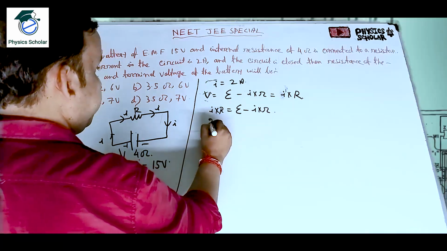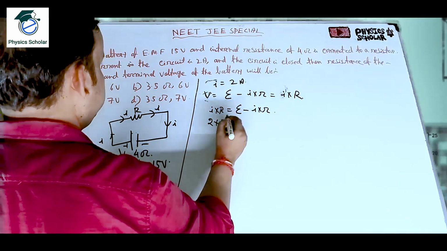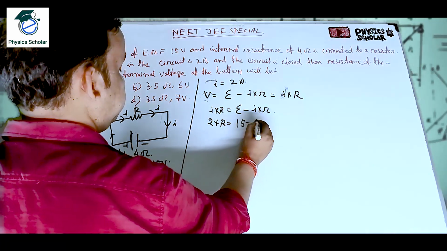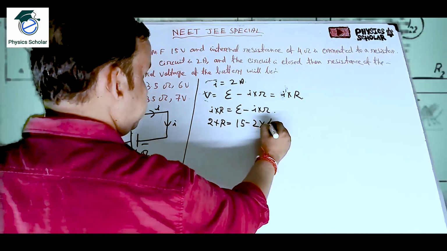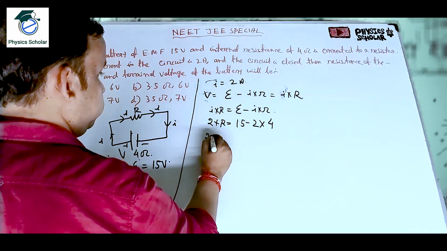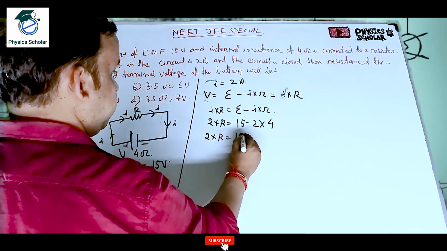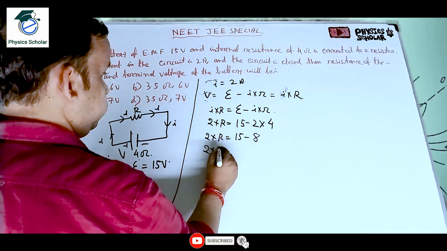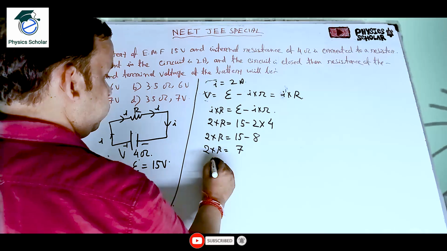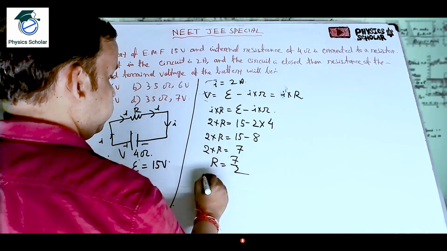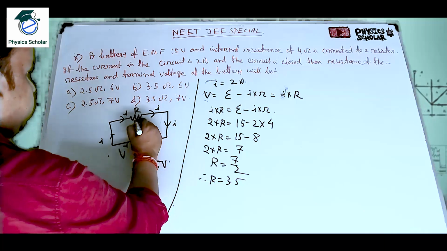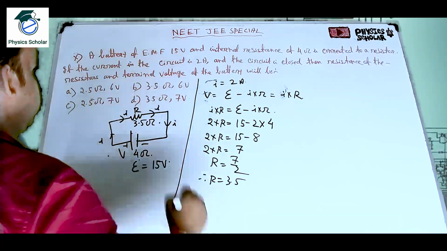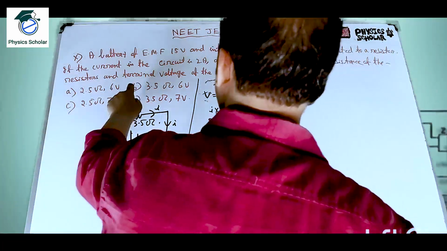So what is the value of I? 2 into capital R is equal to eta, which is 15, minus I into r, which means 2 into 4. Internal resistance of the battery is 4. Clear? So 2 into capital R is equal to 15 minus 8. So 2 into capital R is equal to 7. So capital R is equal to 7 by 2. Therefore R is equal to 3.5. Clear? So this value is 3.5 ohms. So either option B or option D will be correct.